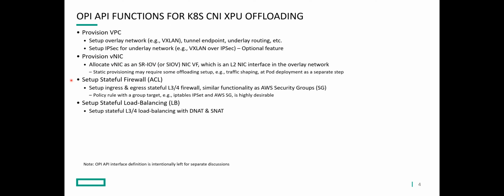And the third functionality is to set up the stateful firewall or ACL. This is to set up the ingress and egress stateful layer 3 and 4 firewall. If you are familiar with AWS, this is the functionality similar to the security group you can attach to the EC2 instance. And the fourth one is the stateful load balancing. This is to set up the layer 3, layer 4 stateful load balancing with DNAT and SNAT functionalities.